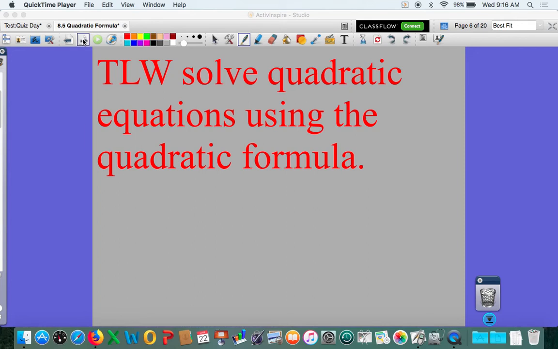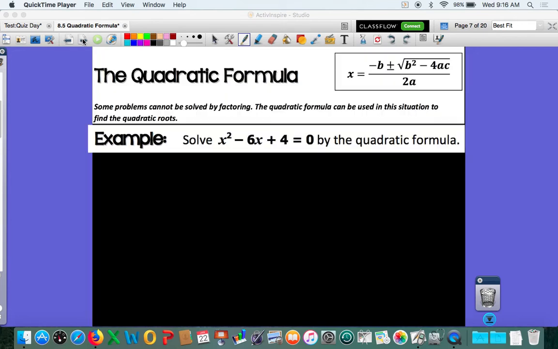Okay? In order to use our quadratic formula, we have to recall those two smaller formulas we've learned in the prior lessons, the formula for axis of symmetry and then the discriminant. You notice you have your formula here. X equals negative b plus or minus the square root of b squared minus 4ac all over 2a. That's written right here. You can see all of that.